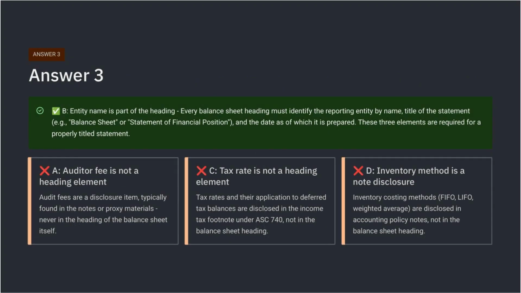The correct answer is B, entity name identifying the reporting organization. A proper balance sheet heading normally identifies the reporting entity, the statement title, and the date of the statement. Option A is wrong because auditor fees are not part of the balance sheet heading. Option C is wrong because tax rate details belong in income tax disclosures, not the heading. Option D is wrong because inventory costing method is an accounting policy disclosure, not a heading element. So the heading is about identity, statement type, and date.